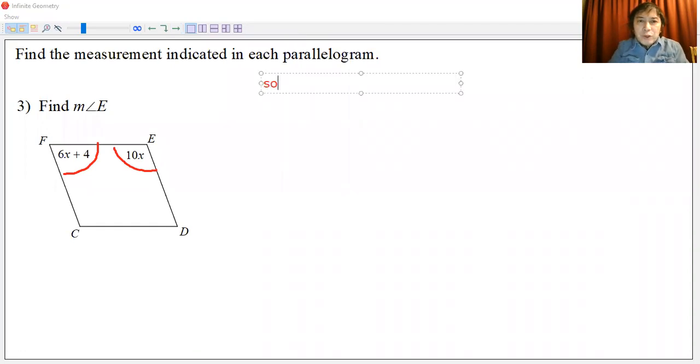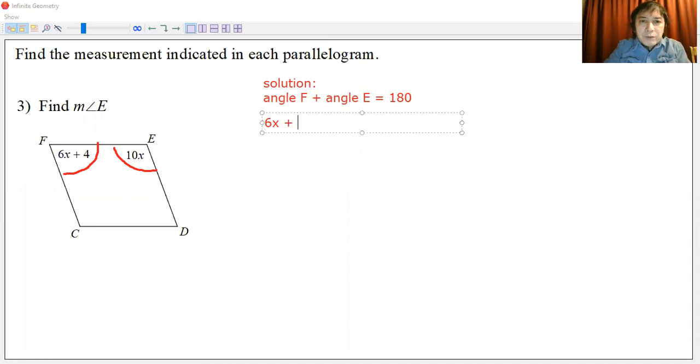So we will have our solution such that the angle F added to angle E must be equal to 180. This is our working equation. Substitute the expressions: 6x plus 4 added to 10x must be equal to 180. Solve for x first. Adding like terms, we have 16x plus 4 equal to 180.